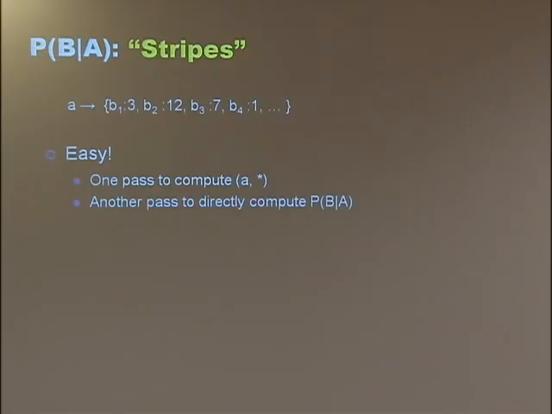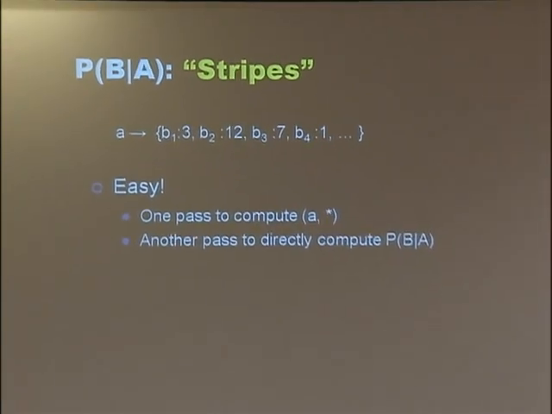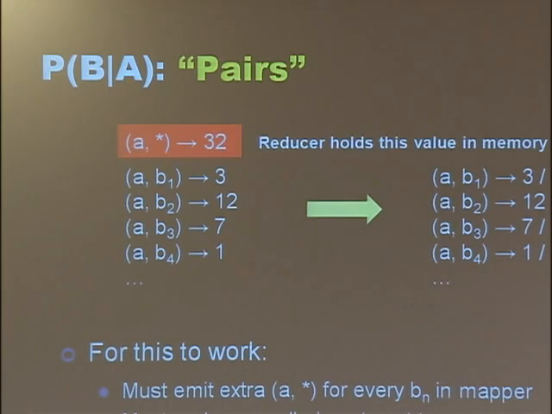Well, with the striped approach, it's real easy, because you already have all the B's that are associated with A. So once you sum up all the B's, you do another pass, and you simply divide through by the sum. More technically, you can compute the marginal right there, and then you divide through by it. Okay. How do you do it in the pairs approach?